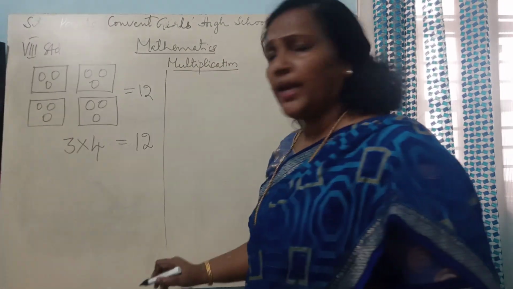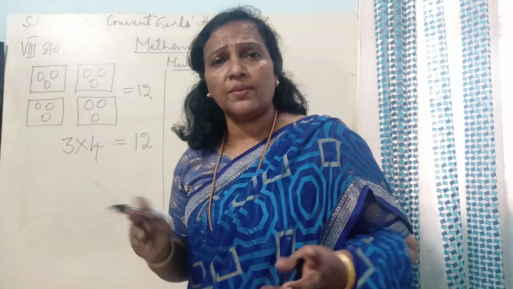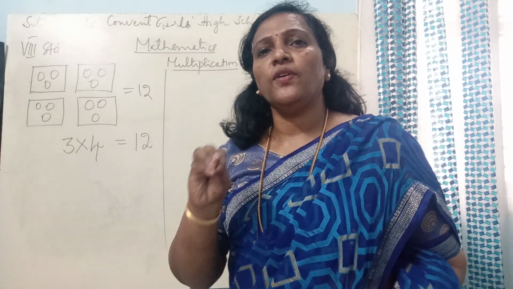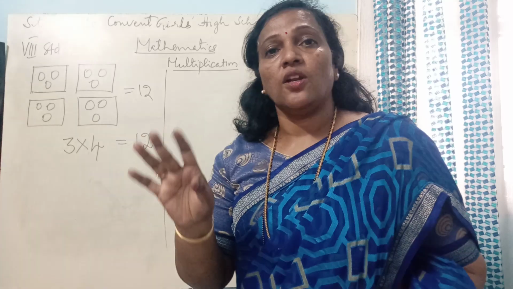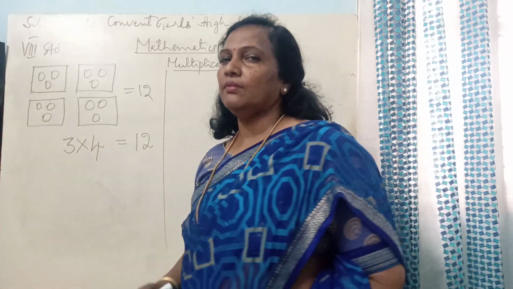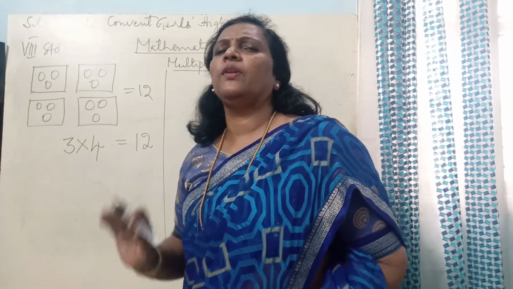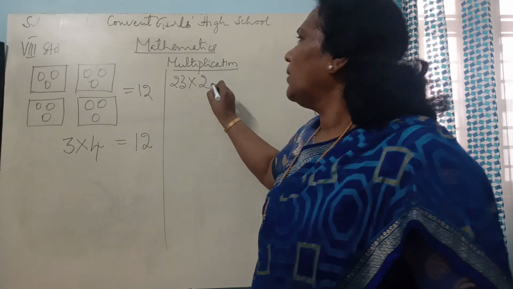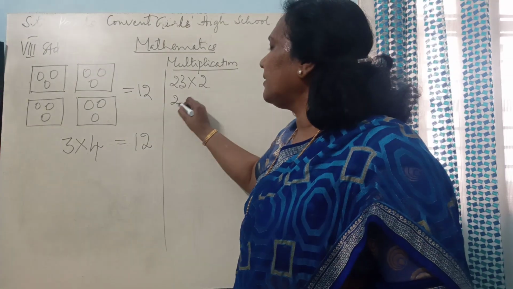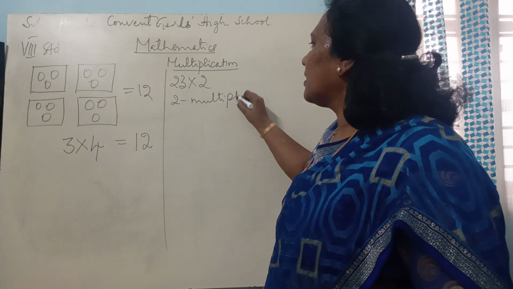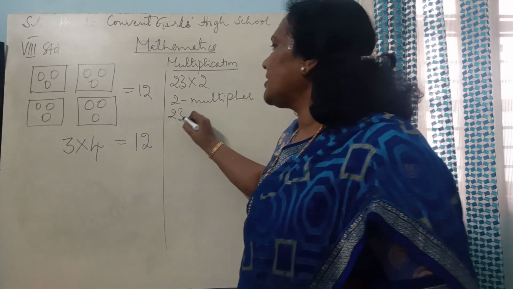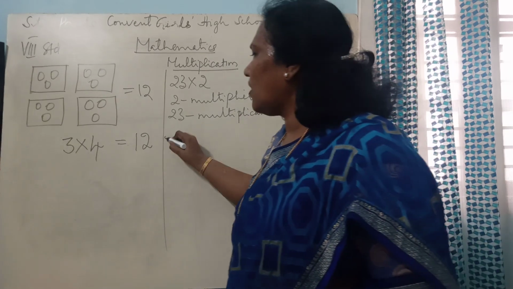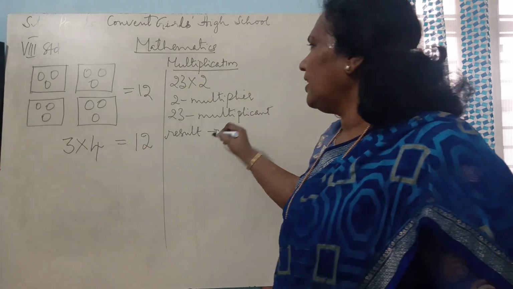You have learned from primary to 7th standard how to multiply from single digit to double digit. But in this class, my intention is to give the main concentration on multiplying of signs. You should not go wrong in that. Then multiplication will be very easy. For example, 23 into 2. Here 2 is called the multiplier. 23 is called the multiplicand. The result you get is called the product. All this you know, children. You are very good at maths.